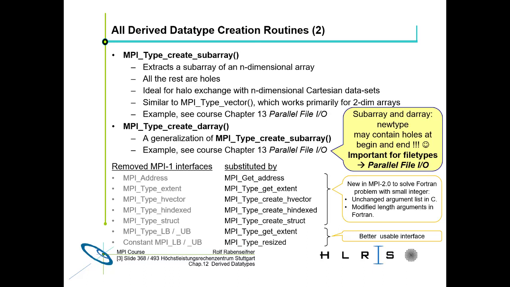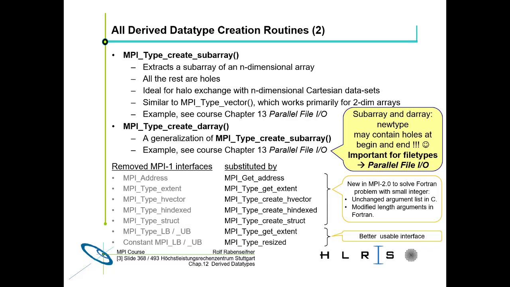Then some other derived data types. There's also the subarray data type, and this you can create with MPI type create subarray. That would extract a subarray of an n-dimensional array, and all the rest are holes. So that's ideal for halo exchange with n-dimensional Cartesian data sets. For instance, for a 3-dimensional data set, a halo would actually be 2-dimensional. Depending on which edge of your 3-dimensional data structure you're transferring, that would of course be a subarray, like a slice out of that 3-dimensional data structure.